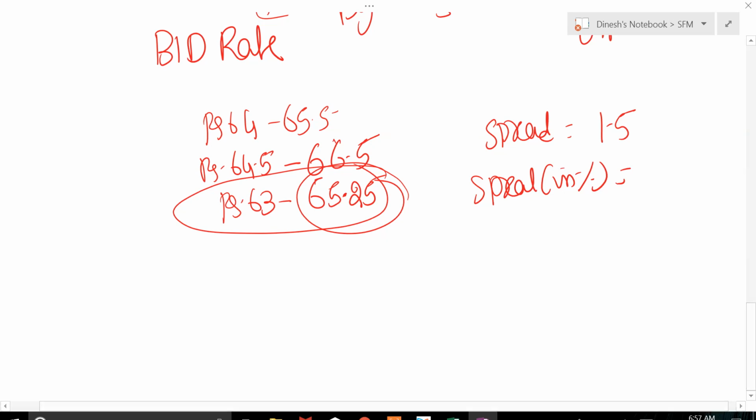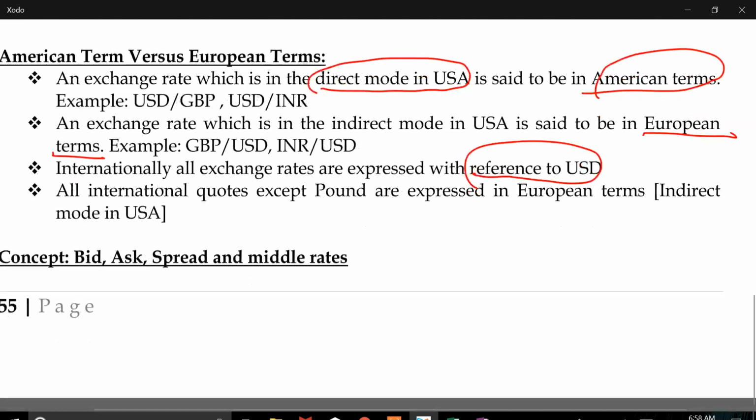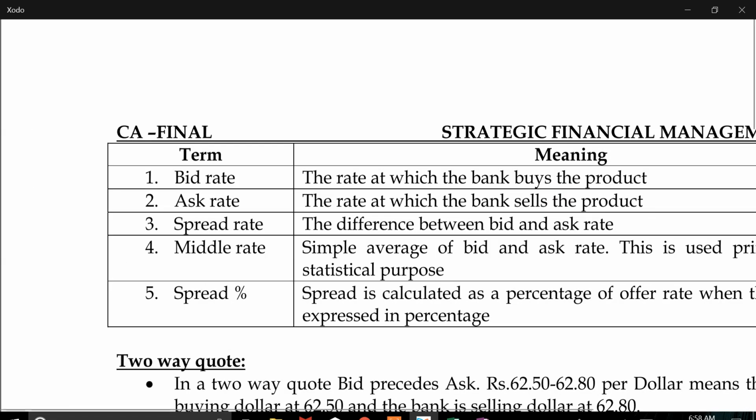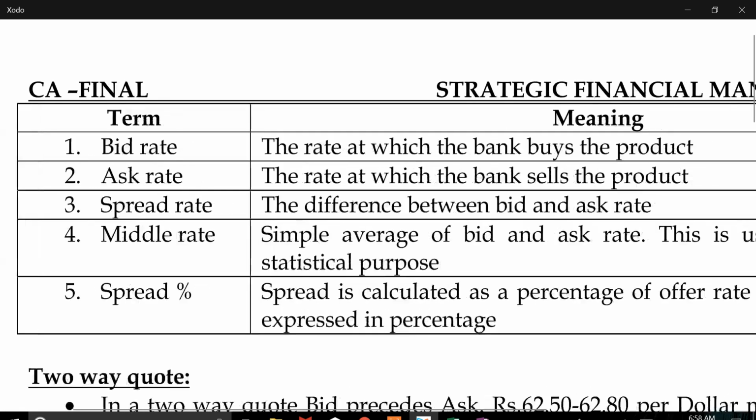So if they want it in percentage, it will be the spread in rupees divided by 65.5. You will have to divide it by 65.5 if at all they ask in percentages. Whenever they ask in percentages, your denominator is going to be sales. Clear? Any doubts on this? Now, go through this.